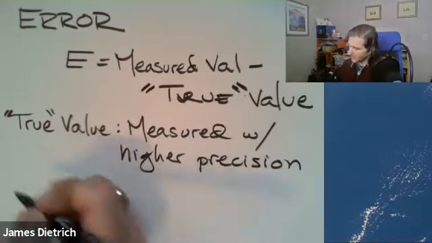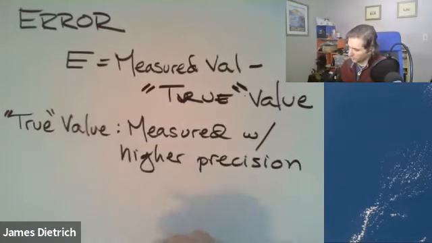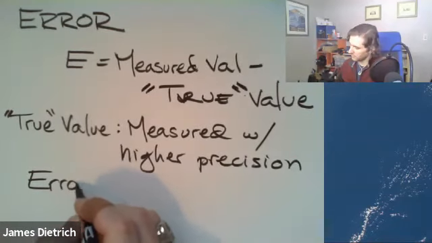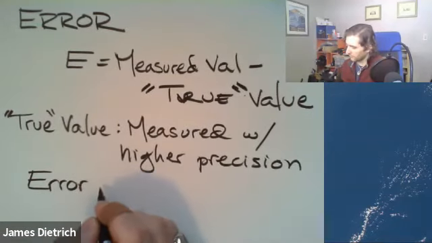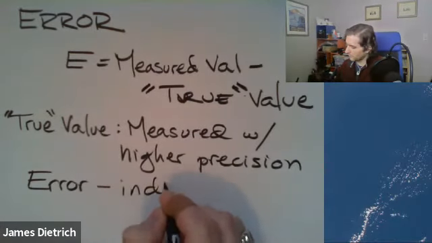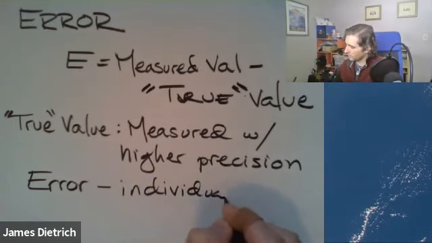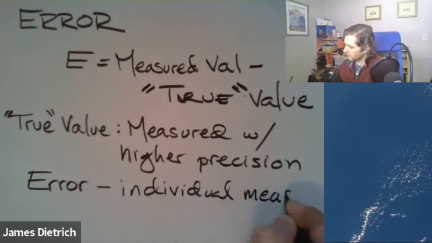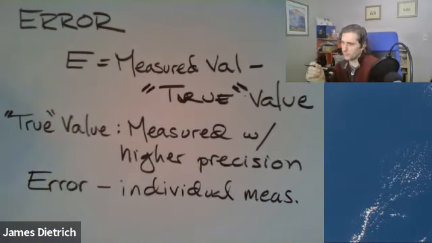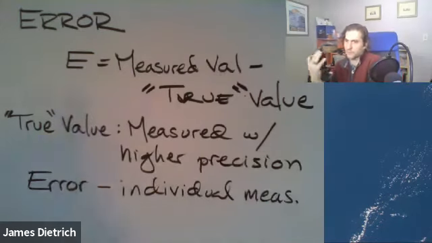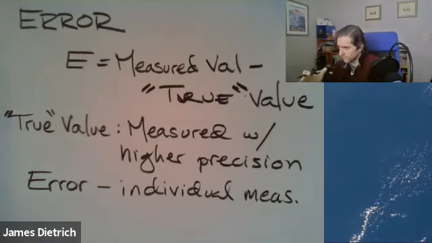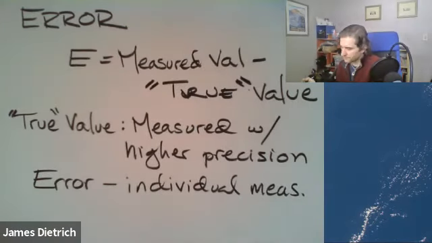So the idea of error: there are two concepts in error analysis. When we talk about error, we talk about an individual measurement. Any individual measurement that we make has error associated with it. We can aggregate that error in a couple of statistics that we'll talk about today.